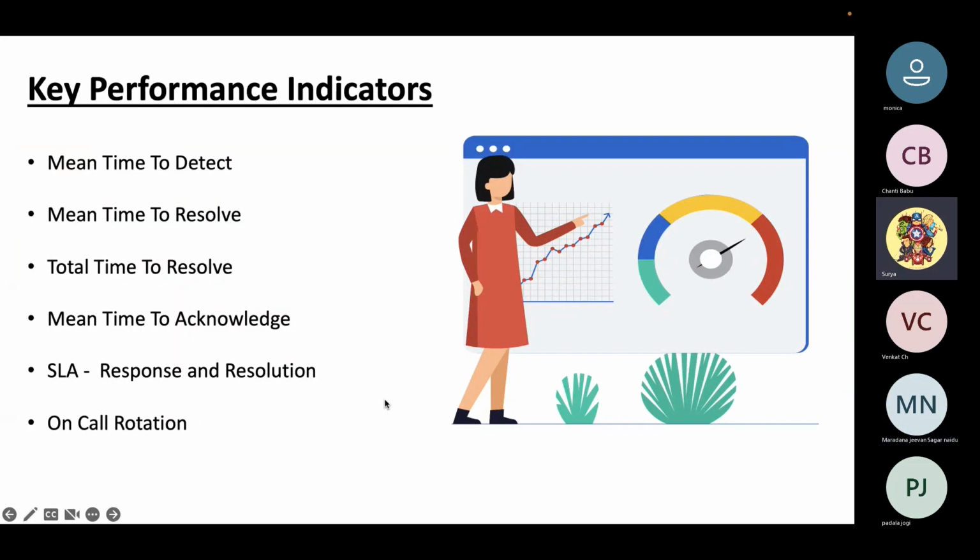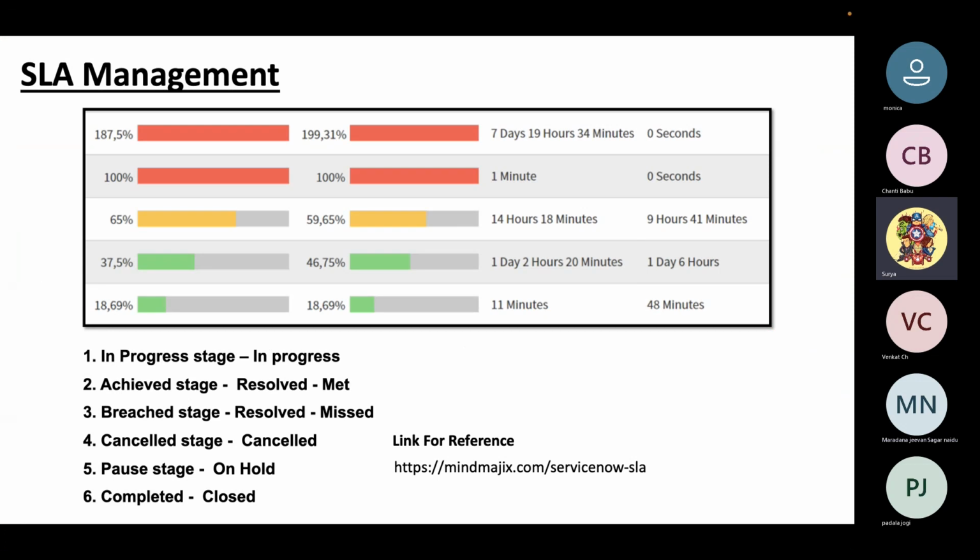So just a recap of the things. We discussed the SLA management. If the SLA is in red color, that means the incident is breached. If it is in amber color, more than 50% of the time has been consumed. If it is in green color, less than 50% of the time was consumed.